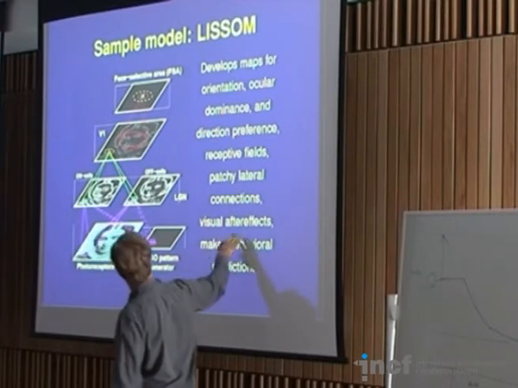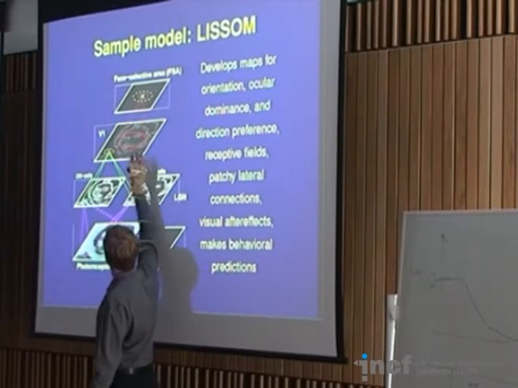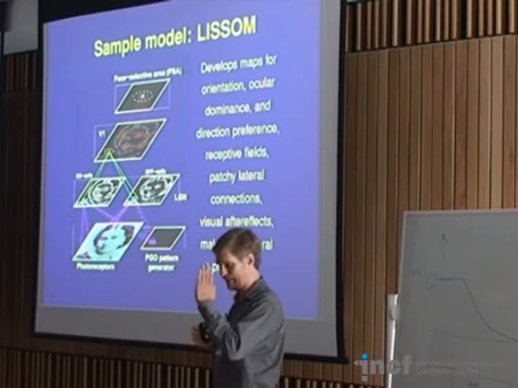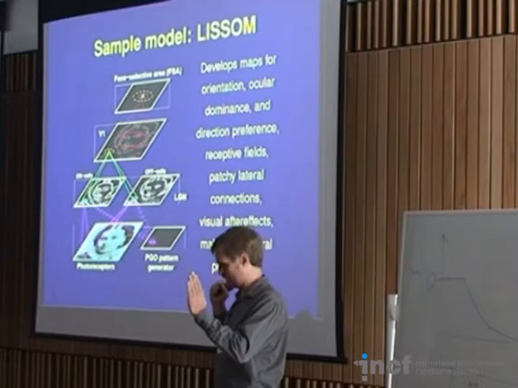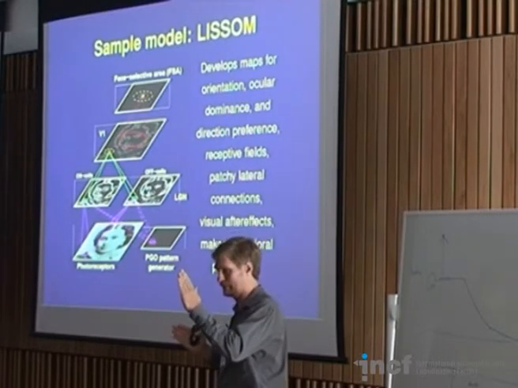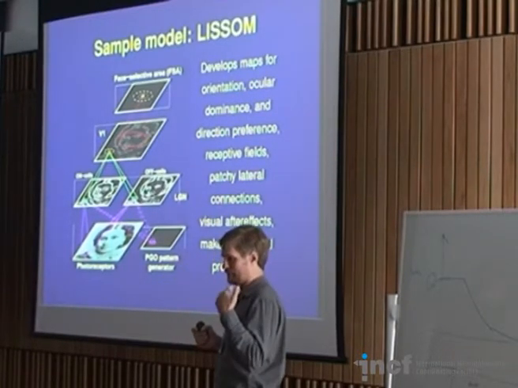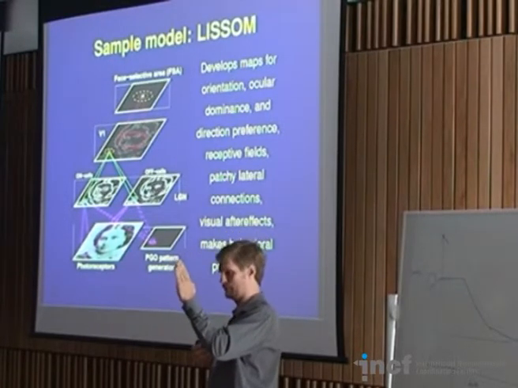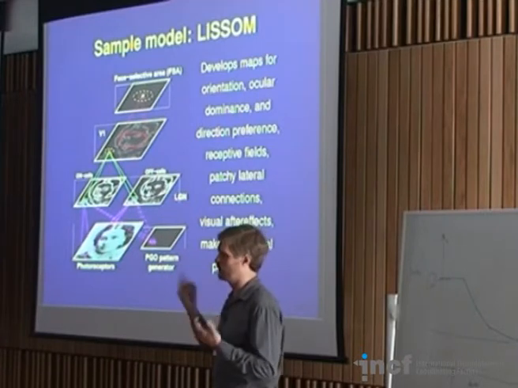Oh, and I was talking about after effects. But this is just a pattern of activity. How do you get from there to an after effect? An after effect or an illusion would be if you show this pattern, the subject reports, oh, that's vertical. You show this, it's not vertical. But while they're having an after effect or an illusion, you show this and they say, oh, yes, that's vertical. So it's a difference in the reported pattern.